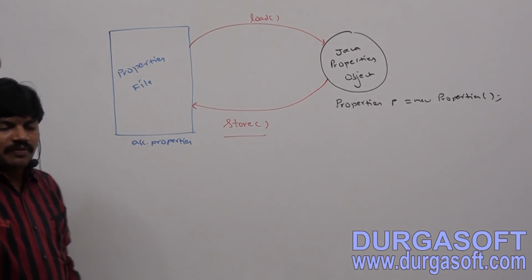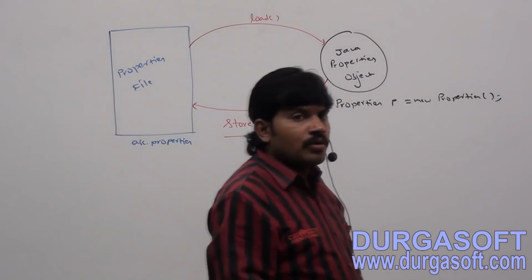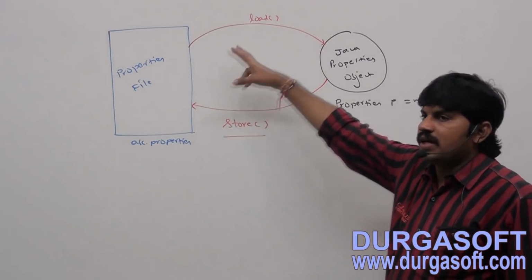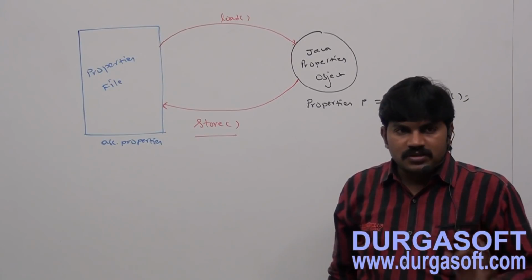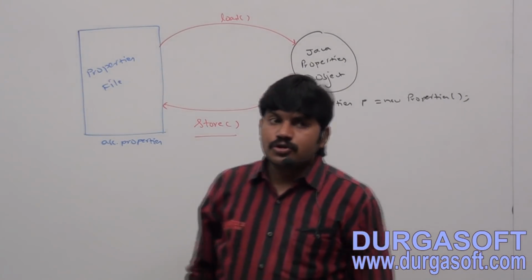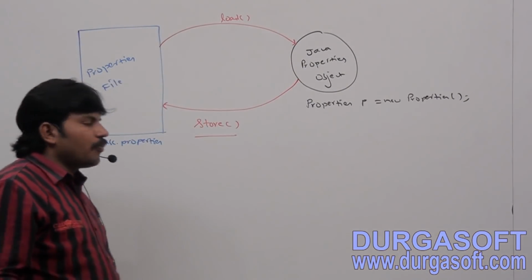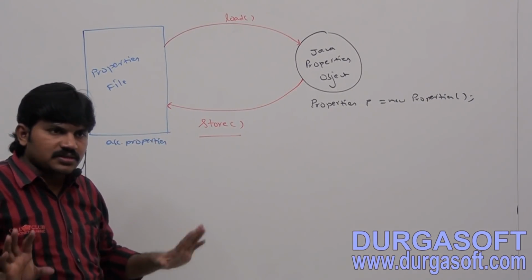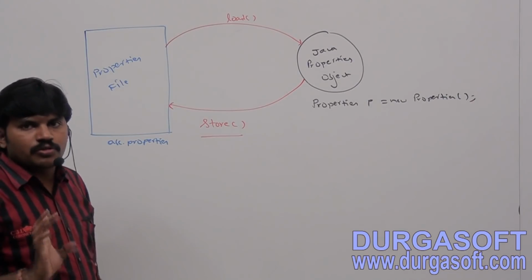Can you tell what is the purpose of the load method? The load method loads properties coming from the properties file into the Java properties object. What is the purpose of the store method? To store properties from the properties object into the properties file. Is it clear? Only two methods. You should be aware of these two methods.